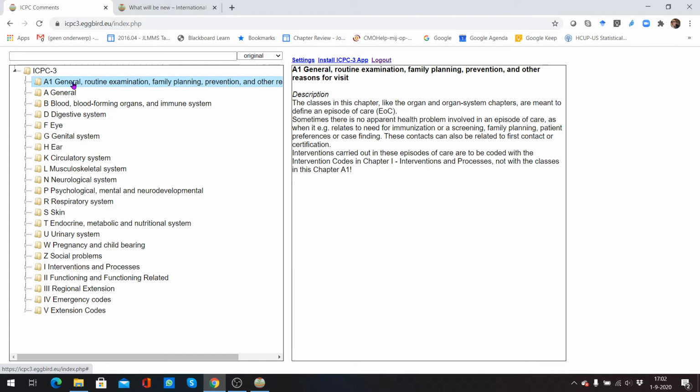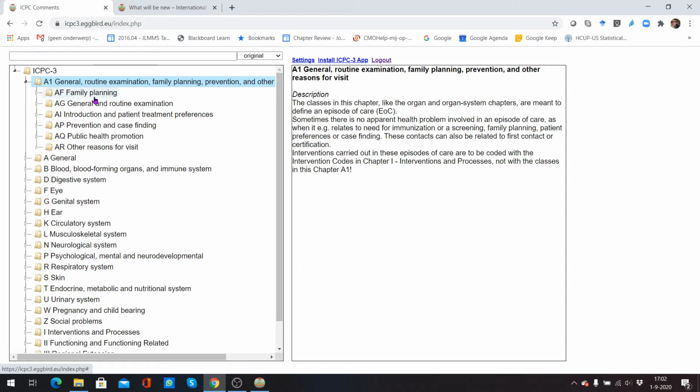First, the chapter A1. In this new chapter, we distinguish classes where there is obviously no health problem. The components in this chapter, indicated by 2 digits, are family planning, general and routine examination, introduction and patient treatment preferences, prevention and case finding, public health promotion, and the last one, the residual component group. The components are populated by classes with a 4-digit code.